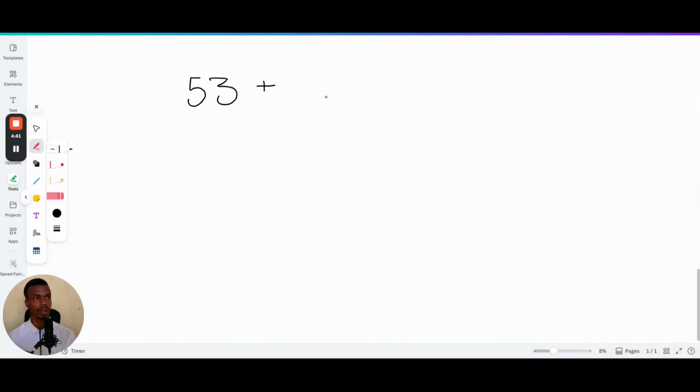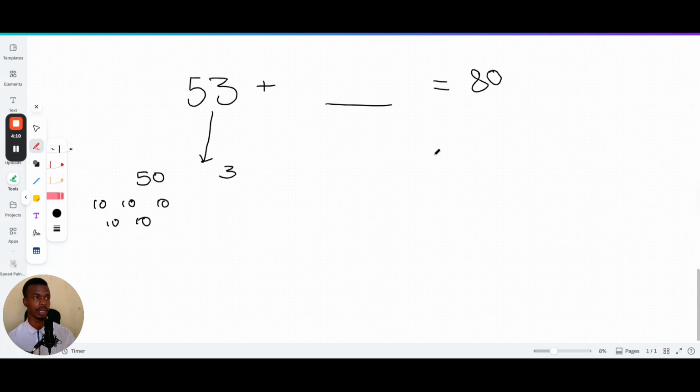53 plus something is 80, right? We can do it like this. We break down 53 into 5 tens and 3 ones, right? There are 5 tens and there are 3 ones. 5 tens, that is 10 into 5 places, and 3 ones. And 80, there are 8 tens. That is 10 into 8 places.